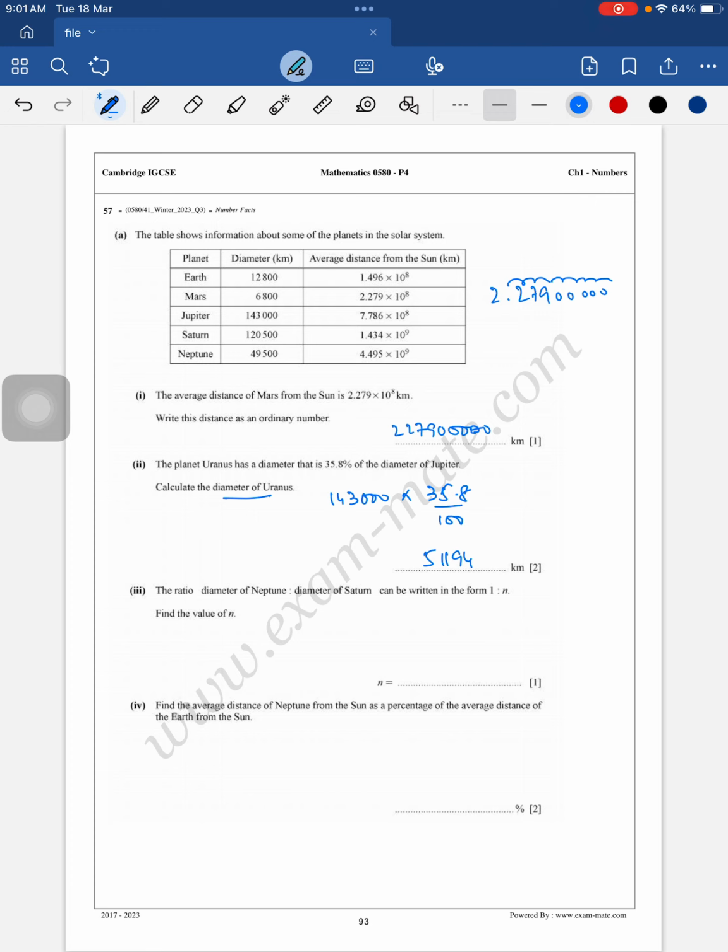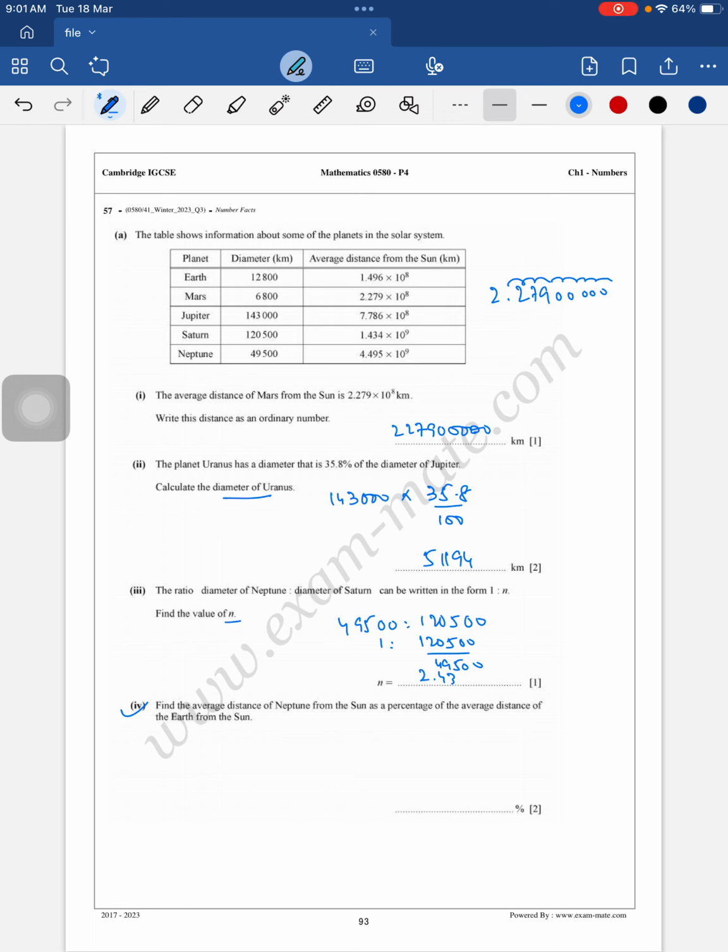The ratio of the diameter of Neptune to the diameter of Saturn can be written in the form 1:n. So find the value of n. The diameter of Neptune is 49500, and the diameter of Saturn is 120500, right? 1:n means you have to make 49500 into 1, so divide both by this, you'll get 1 over here, and 120500 upon 49500. So what we are getting is 2.43 after dividing this, right? That is n.